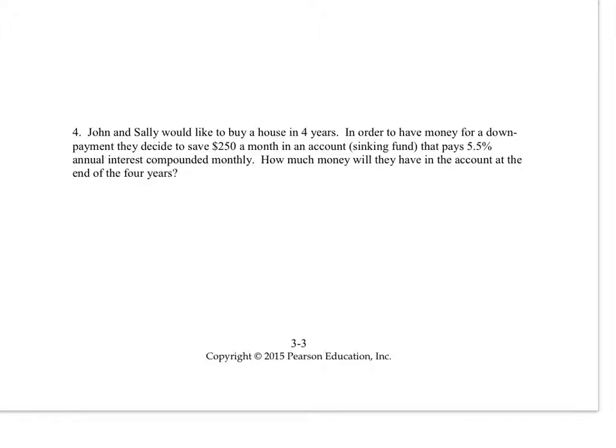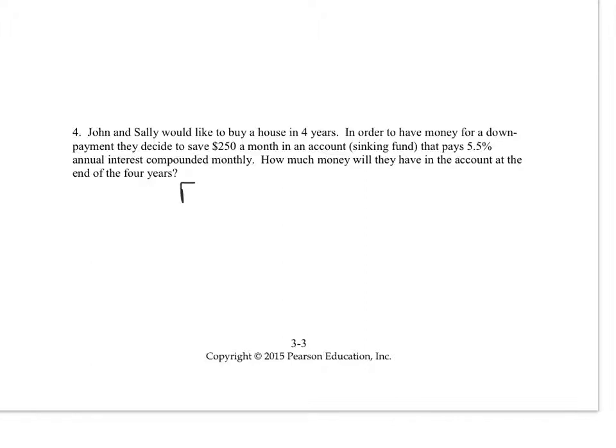All right, let's say you want to buy a house. John and Sally want to buy a house in 4 years. They need money for a down payment, so they're going to save $250 a month in an account. It will be a sinking fund that pays 5.5% annual interest compounded monthly. Let's see how much money will be there at the end of 4 years.